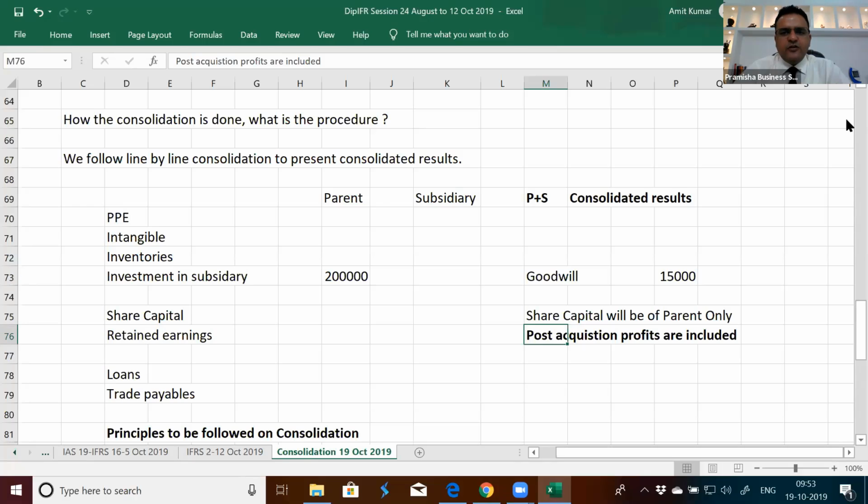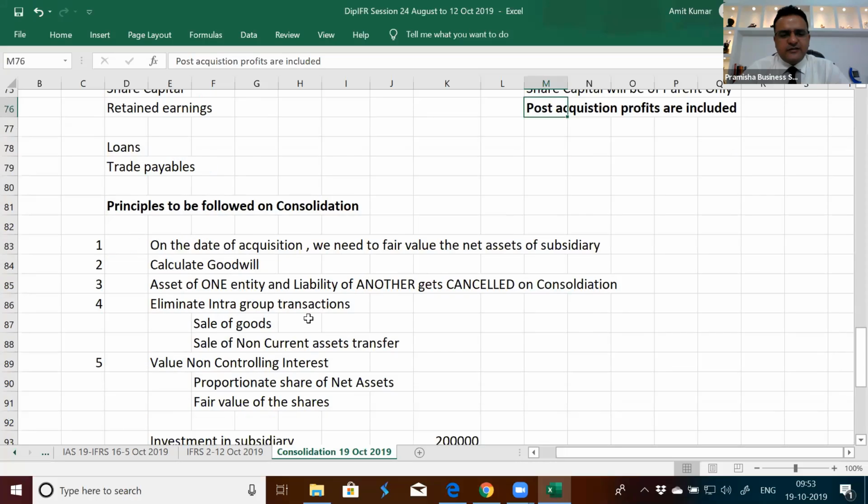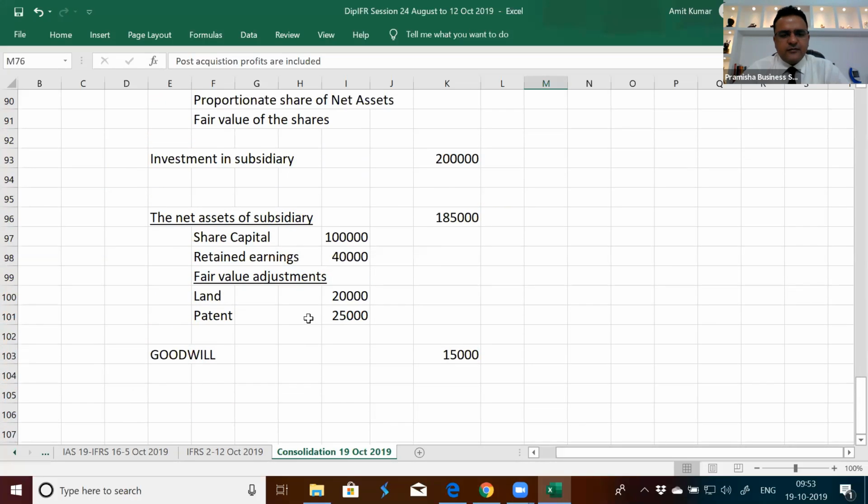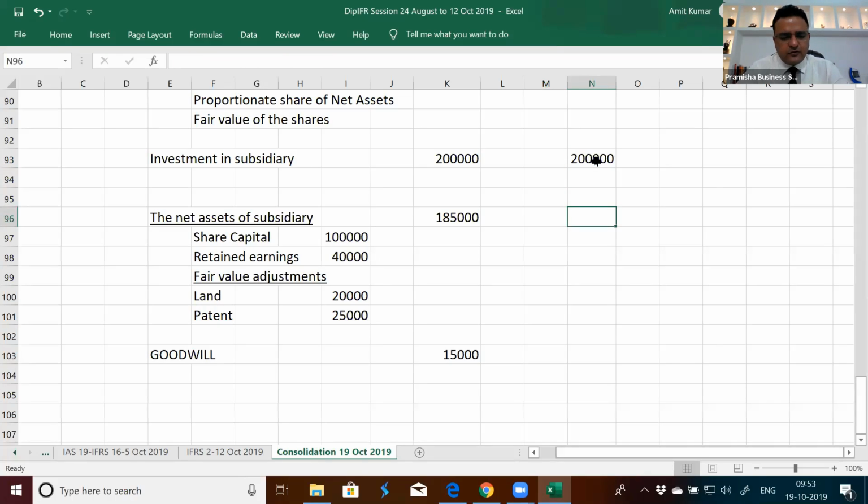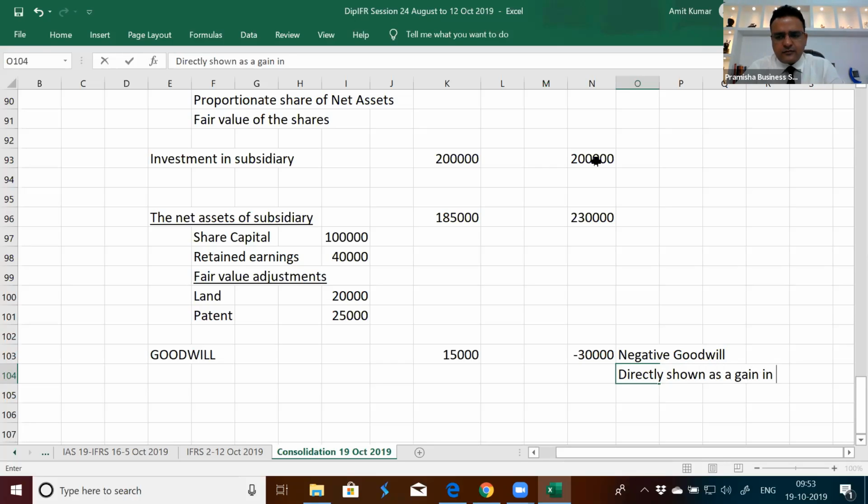If the net assets value was more than the investment, that would be a bargain purchase. If I go with the Akash version, 200,000, and suppose the net assets are 230,000, there is a minus 30,000 goodwill. This is known as negative goodwill. This would have been directly shown as a gain in the P&L account.